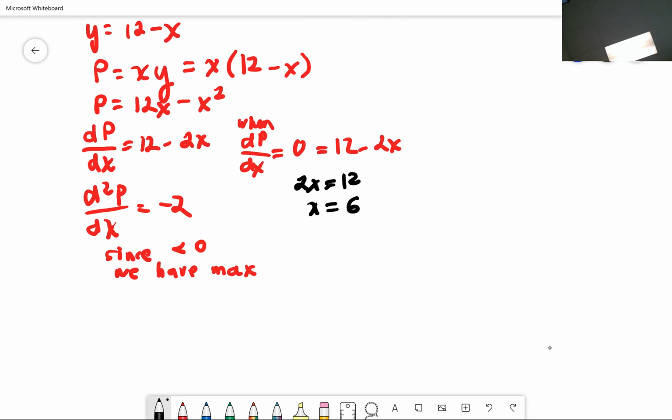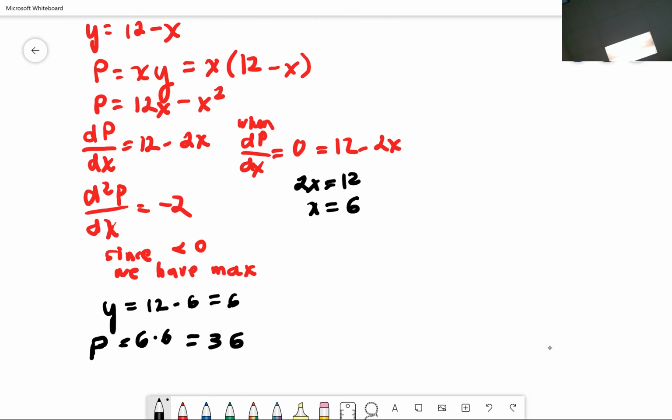And so now we substitute x equals 6 into the original. So y equals 12 minus 6, so y equals 6. And it makes sense. The maximum value is 6 times 6, which is 36.